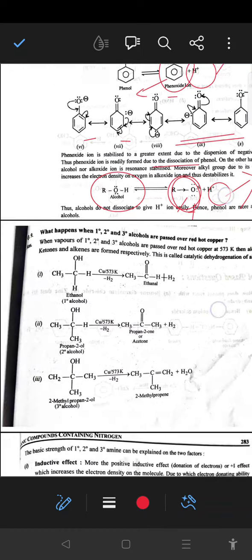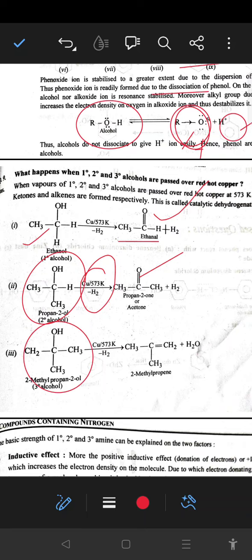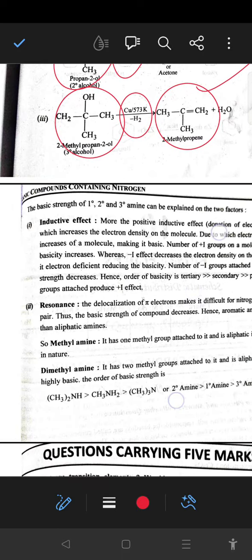Next question is, what happens when primary, secondary and tertiary alcohols are heated over red hot copper. So when we heat over red hot copper, primary alcohol leads to formation of aldehyde, secondary alcohol upon copper at 573 Kelvin leads to formation of a ketone, and tertiary alcohol upon copper at 573 Kelvin leads to formation of alkene. Okay.